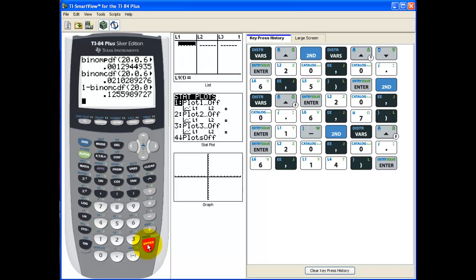So there's the result right there, and they ask, would this be unusual? The answer is no, because the probability is greater than 0.05.